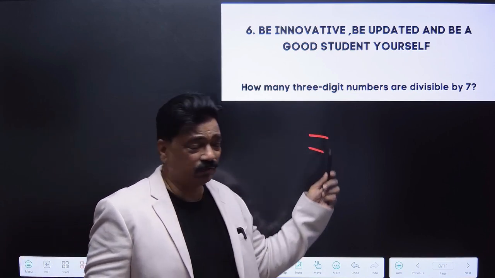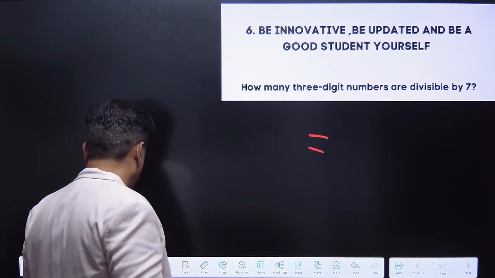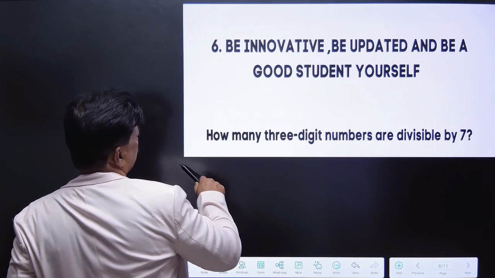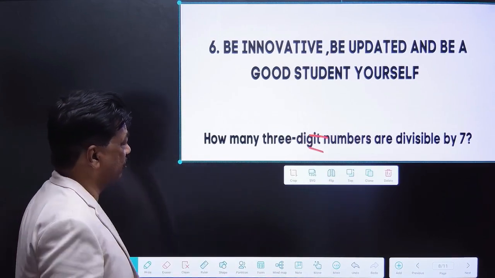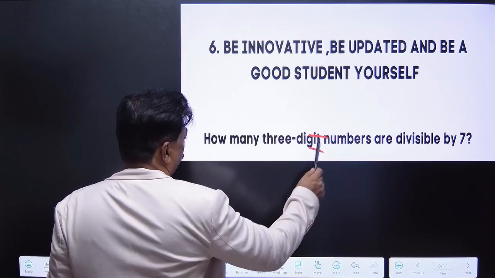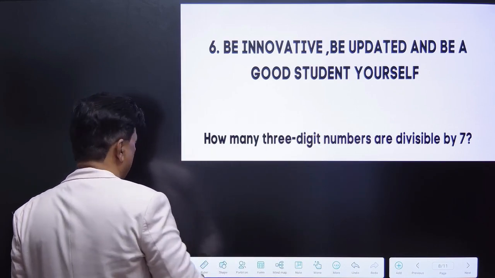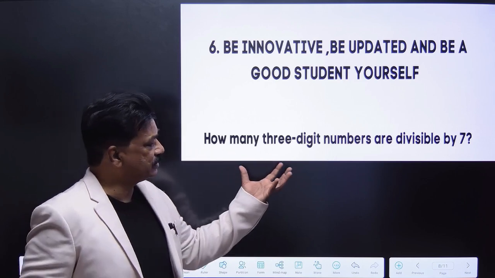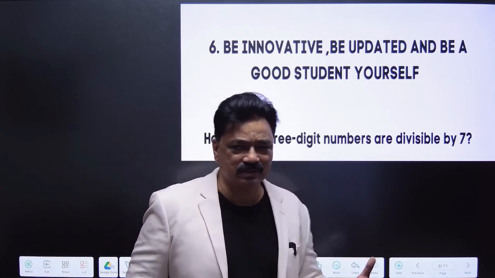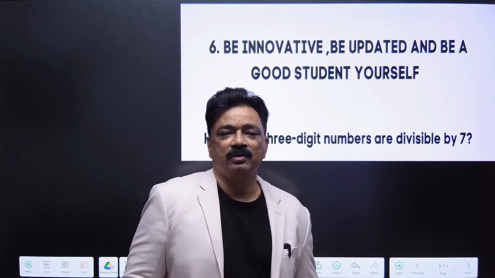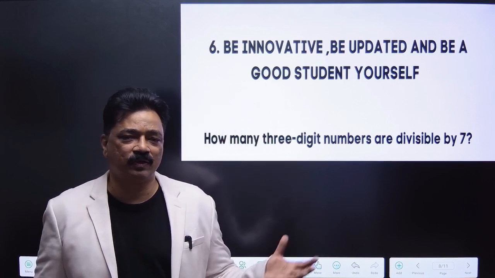I've written a question over there, let me see. Okay, so what did I mean to say, and why should we be innovative? There is a reason we should be innovative. How many 3 digit numbers are divisible by 7? This is in our boards, in 10th boards, especially in India. This is in the 10th board, arithmetic progression.